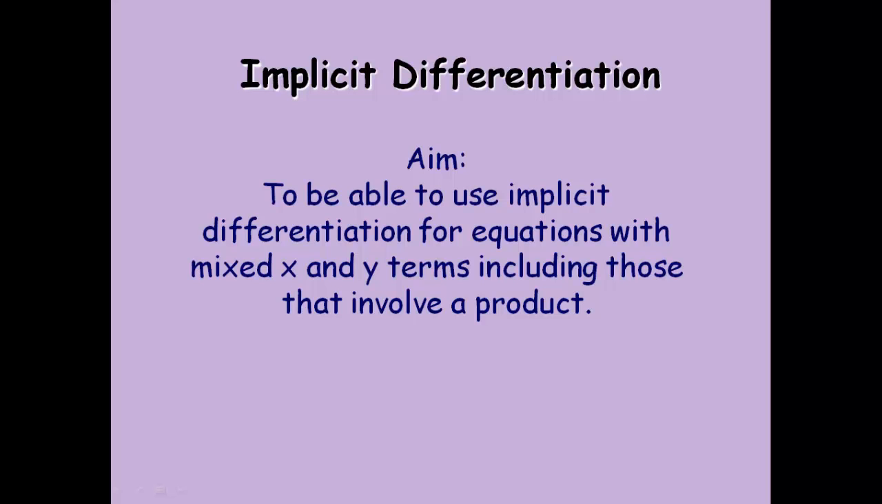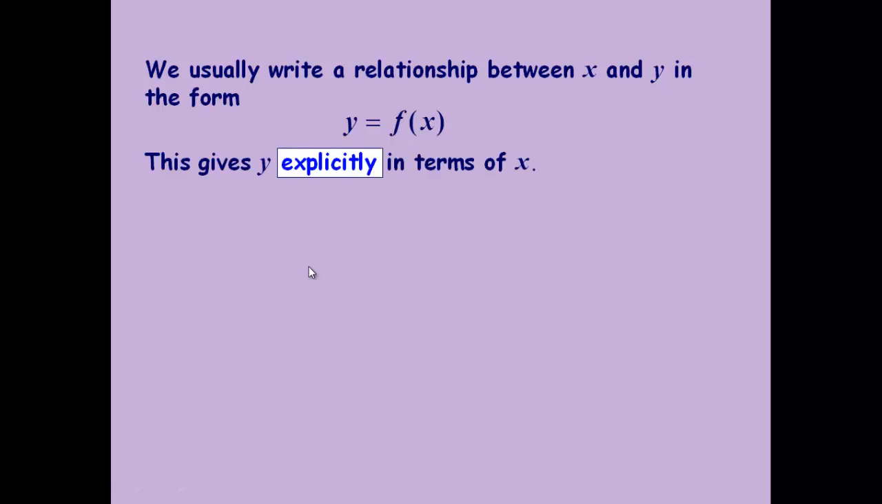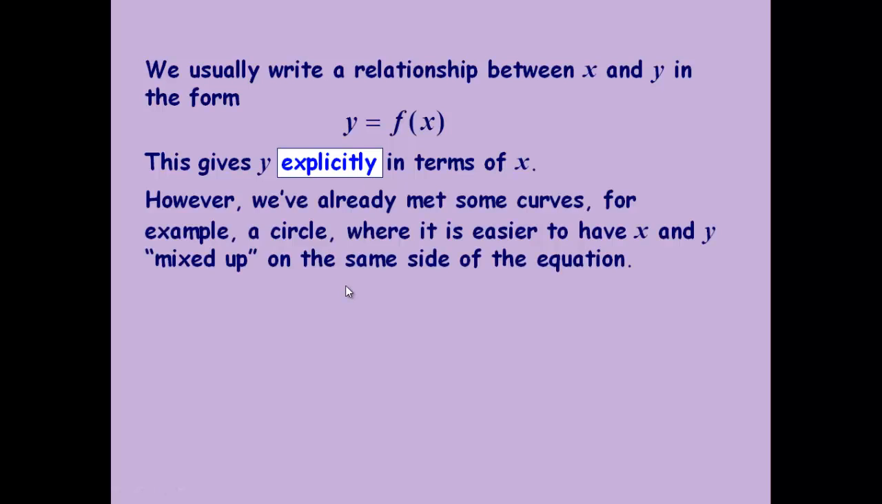Implicit differentiation enables us to differentiate equations with mixed x and y terms, including where there's a product involving x and y. We're used to the relationship of x and y, where y is a function of x. We call this giving y explicitly in terms of x. But we have already met a number of equations, most notably those for a circle, where it's easier to have x and y mixed up on the same side of the equation. We call this giving y implicitly.